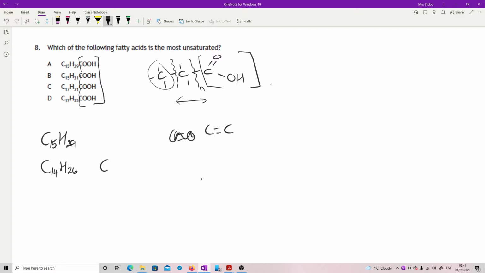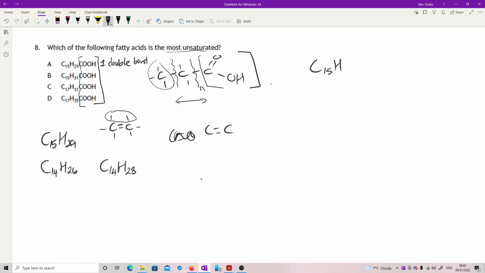Because this should be, if it was totally saturated, C14H28. But I've actually only got 26. So that means I must have changed something that looked like that. I've had to rip off these two hydrogens to give myself a double bond space. So that's dropped down. So this one, when they're looking for the most unsaturated, I've got one double bond in here. I have a feeling this one's going to get quite scribbly. Okay, next one, look at B.